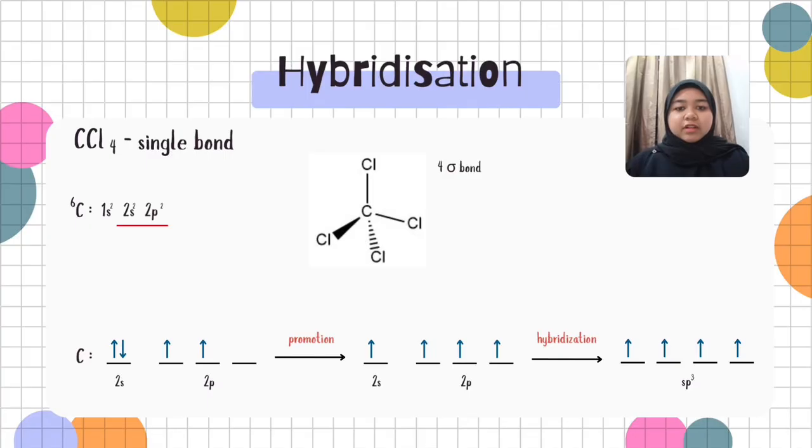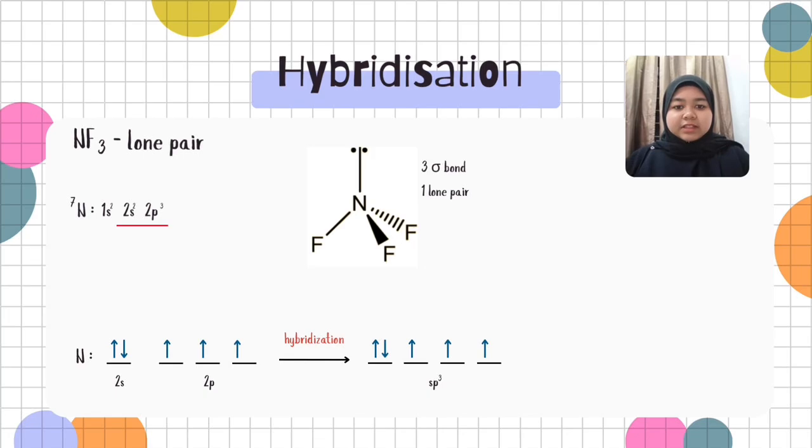For CCl4, carbon has a valence of 4. After electron promotion, carbon undergoes sp3 hybridization and forms 4 sp3 hybrid orbitals. Each orbital forms a sigma bond with a chlorine atom, producing 4 single bonds. For NF3, nitrogen has a valence of 3. It undergoes sp3 hybridization to form 4 hybrid orbitals. 3 orbitals form bonds with fluorine and 1 orbital contains a lone pair.